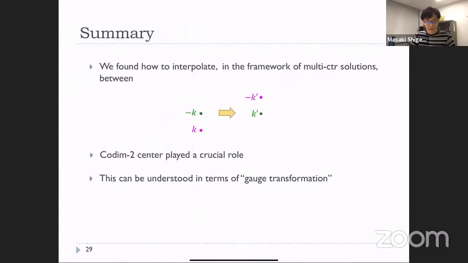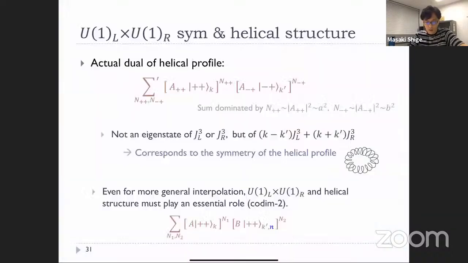Okay, so to summarize so far, we have found how to interpolate in the framework of multicenter solutions between this and this. And this coordination center played a crucial role in the setup. And this can be understood in terms of gauge transformation, in the sense that I just mentioned. Let me not go into this one. And some CFT viewpoint. So this is related to what Stefano mentioned.